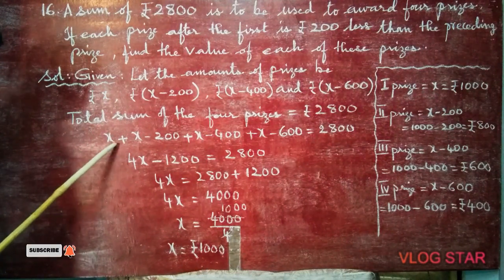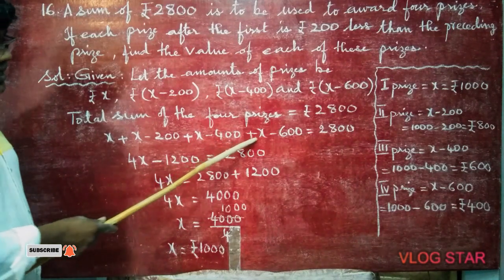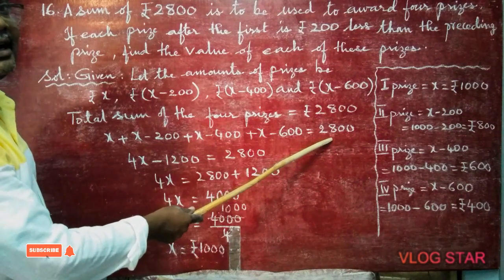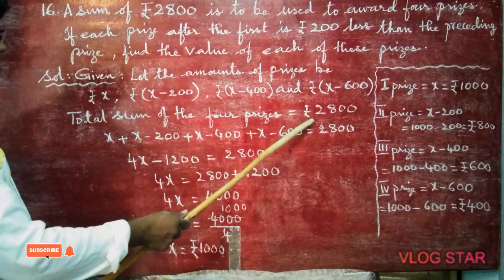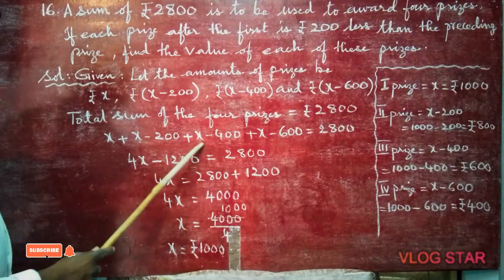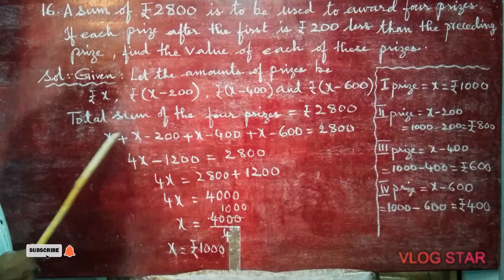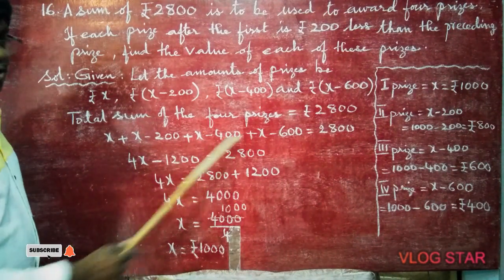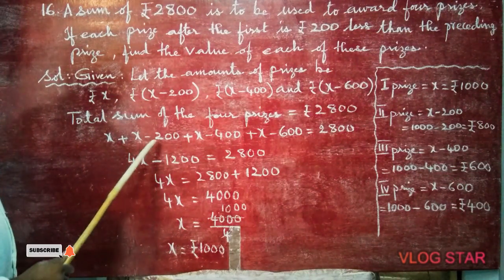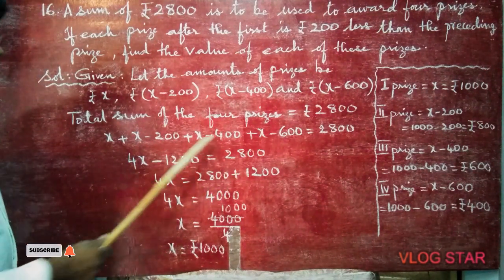So sum means what? Addition. X plus X minus 200 plus X minus 400 plus X minus 600 is equal to how much? 2,800. This much amount, rupees. I kept rupees here; afterwards you can keep it, now we are solving. X plus X plus X plus X, 4 X's are there. 4X. Chocolate plus chocolate plus chocolate plus chocolate, 4 chocolates. If it is an eating thing, you'll understand easily than a problem. Minus 200, minus 400, minus 600. All are minus.